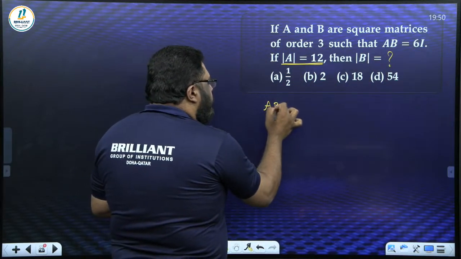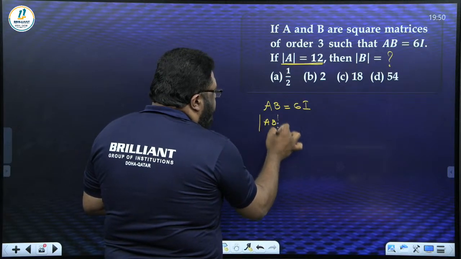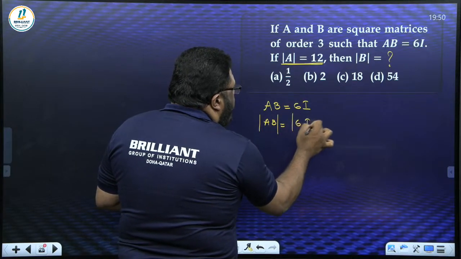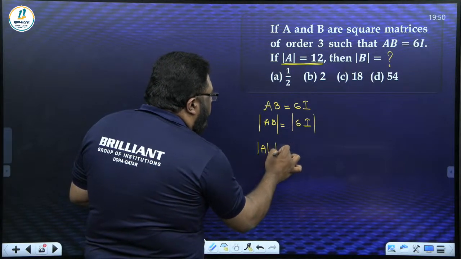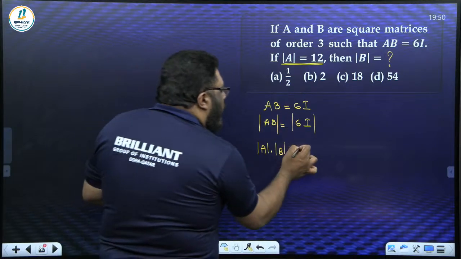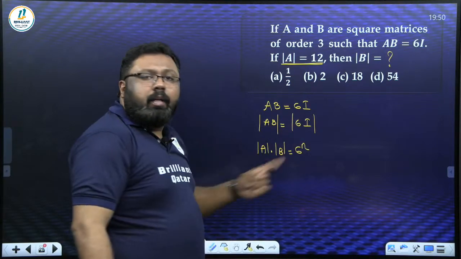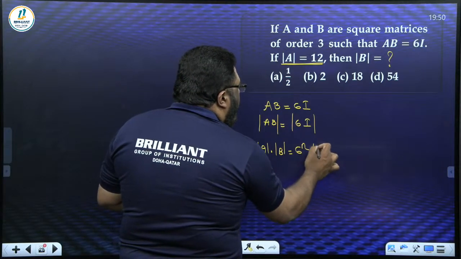AB. Then what is the determinant of AB? Determinant of AB is simply the product, determinant A times determinant B. And the scalar 6 is raised to n. Some students forget this. Yes, it's determinant of I.